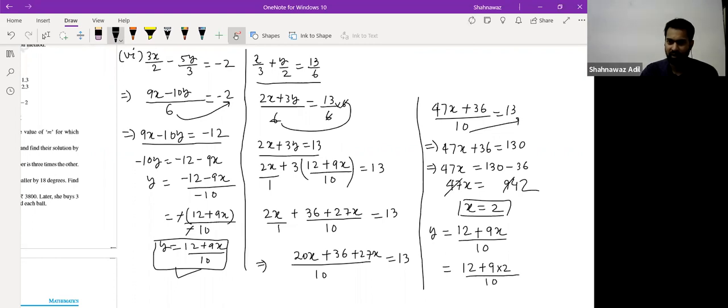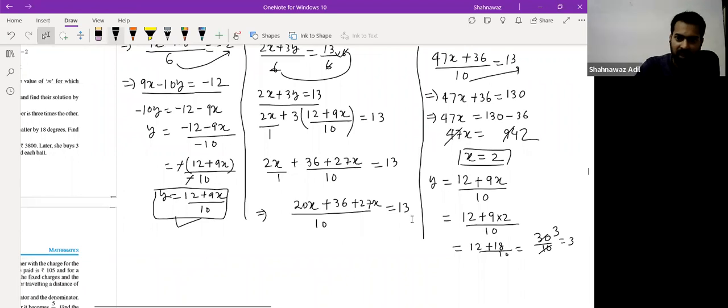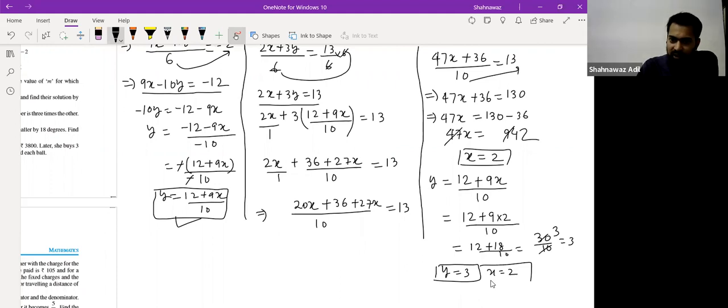So 10, right? Yes. So this will be 12 plus 18 by 10. So this will be what? 12 plus 30. 18, 30 and 10. So this is 3. So y is 3 and x is 2. So this is the answer.